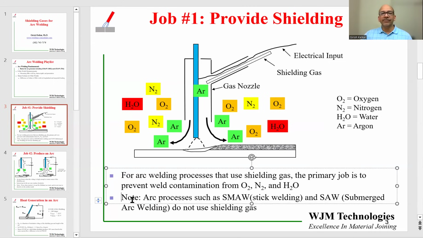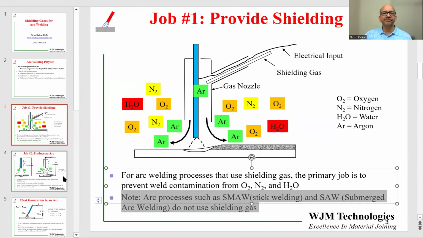Not all arc welding processes use shielding gases. The process such as SMAW, which is commonly known as stick welding, or SAW, which is submerged arc welding, do not directly use a shielding gas, though they provide shielding in a different way. In this particular video, we are only going to talk about arc welds which actually use a shielding gas. So the first job of the shielding gas is to push away all the potential contaminants in the environment, such as oxygen, nitrogen, and water vapor.